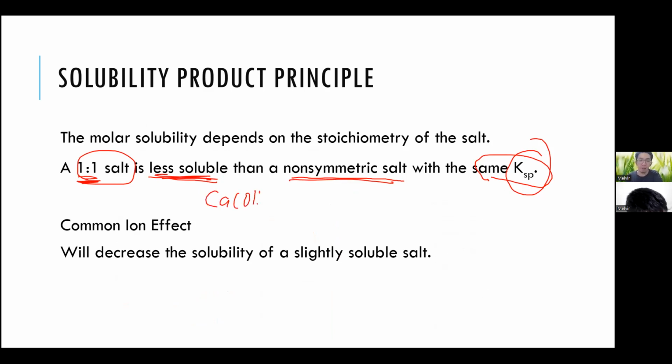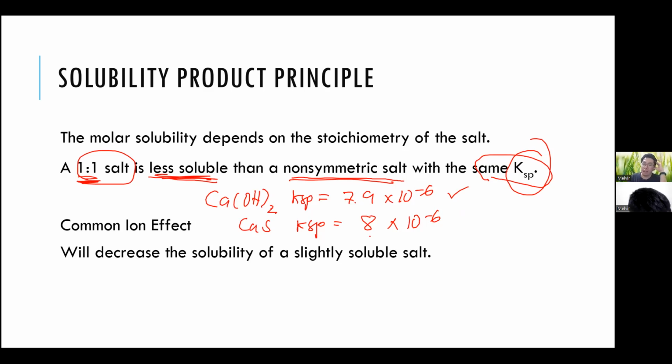So, calcium hydroxide, ibigay natin yung example. Ang KSP nito ay, based sa nakita ko, 7.9 times 10 to the negative 6. Less lang naman. However, ang calcium sulfide, ang KSP niya, very near, no? 8 times 10 to the negative 6. So, yan. Mas soluble lang tong si calcium hydroxide. Tama ba? Higher value. Yes, higher value. So, this one is less soluble. Okay? Less soluble.